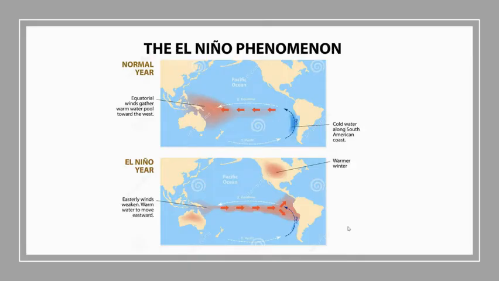Another way you can look at it is in this diagram. Again, the normal year, you can see the warm water heading west away from South America. But in an El Nino year, the winds are weak or even reverse direction, and then there is less cold water and less nutrients. This has the interesting effect of making the winter warmer in the US as well.